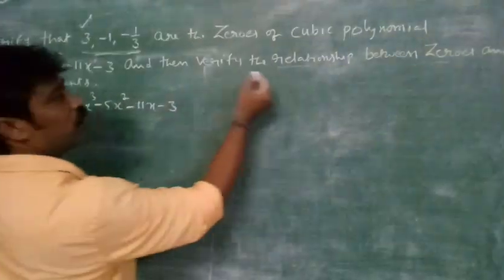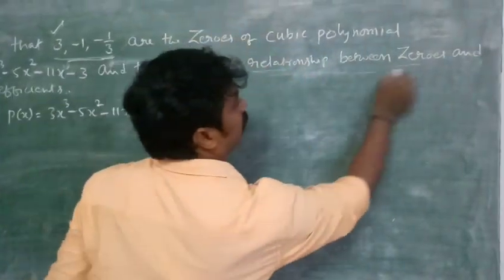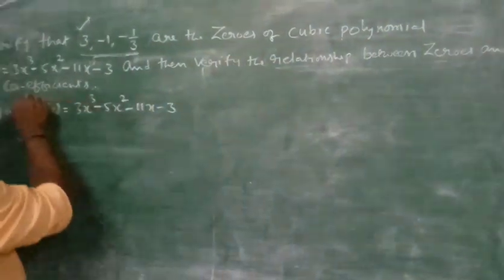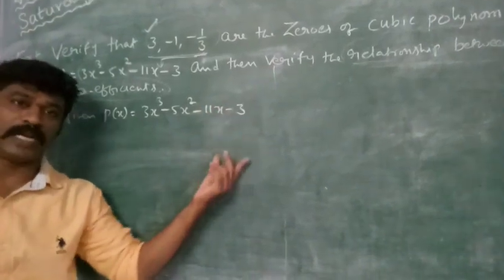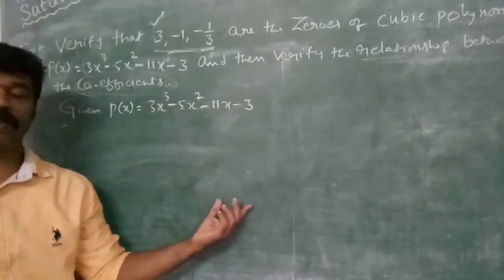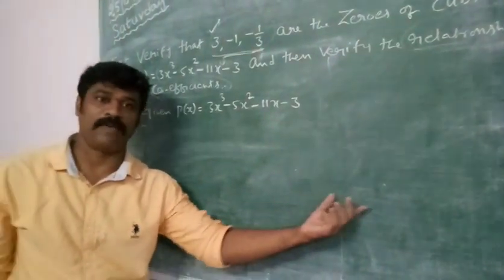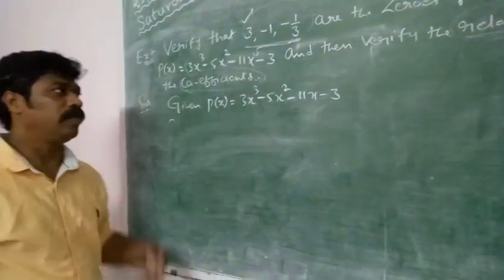Then after that, again we have to find the relationship between zeros and the coefficients. Zeros and coefficients, which is nothing but alpha plus beta plus gamma its value, alpha beta plus beta gamma plus gamma alpha is equal to c by a. So that we have to verify.